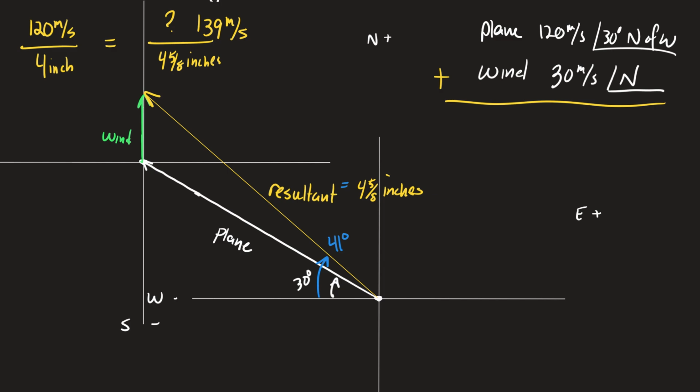Now, we're just about done. My actual airspeed is 139 meters per second. And my angle, 41 degrees north of west.